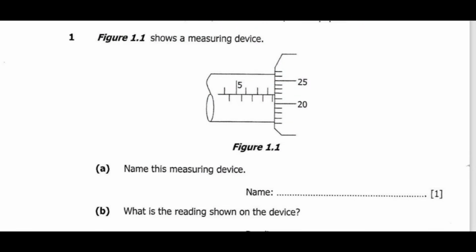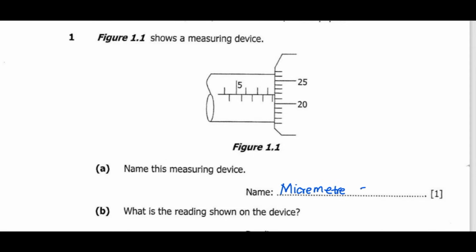Now we move on to question 1 from section B. So figure 1.1 shows a measuring device. Then name this measuring device. So you should not only be familiar with how to calculate the readings of a vernier or micrometer screw gauge like this one. You should also be able to identify it. So this is a micrometer screw gauge.